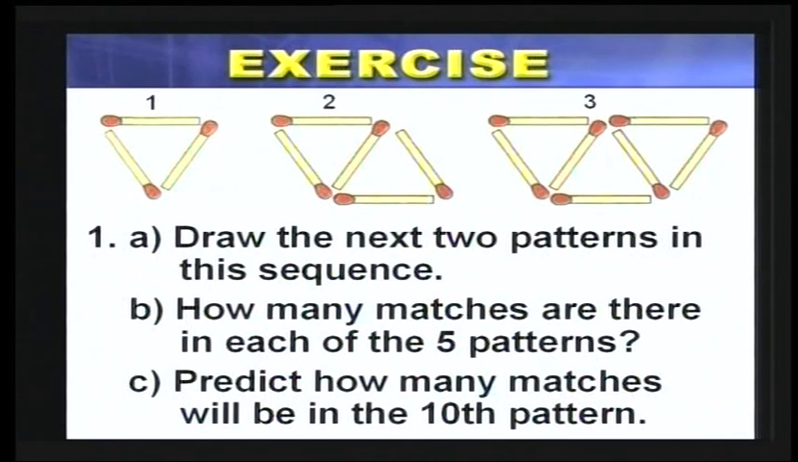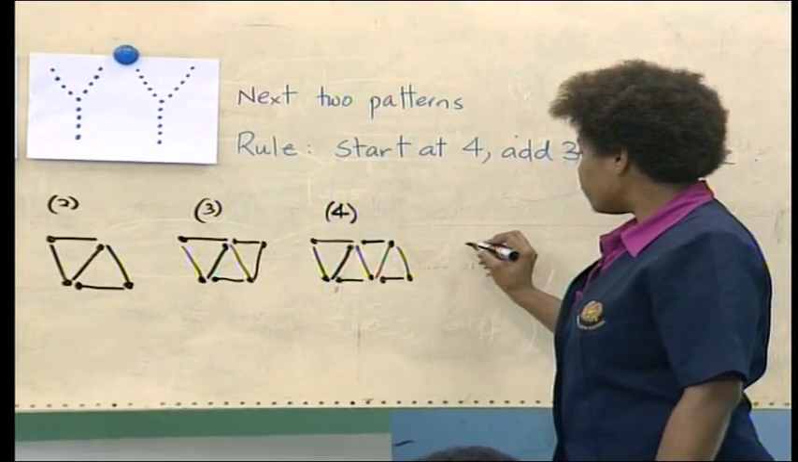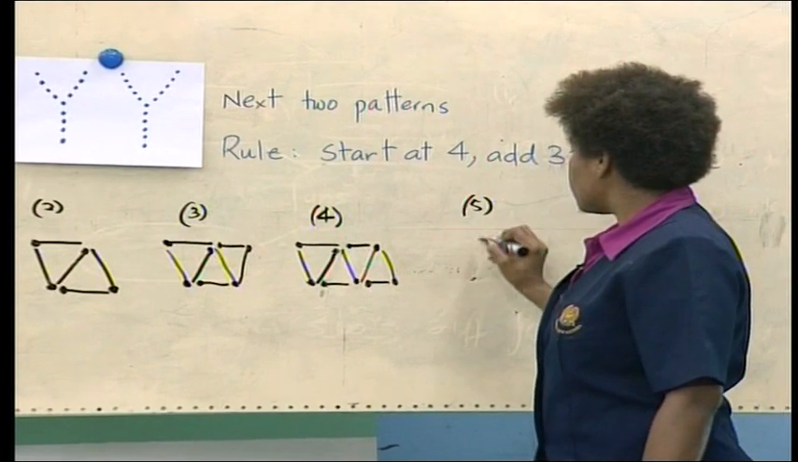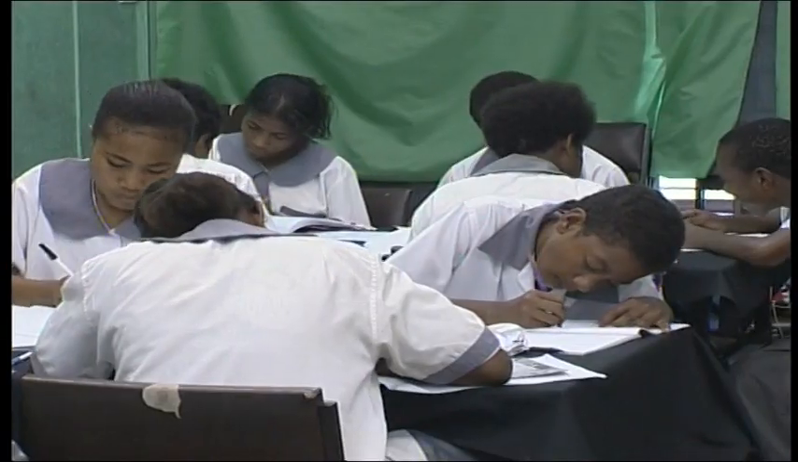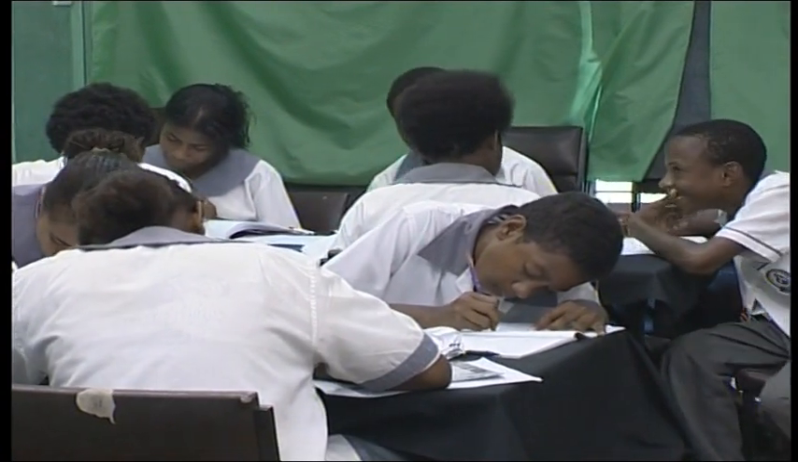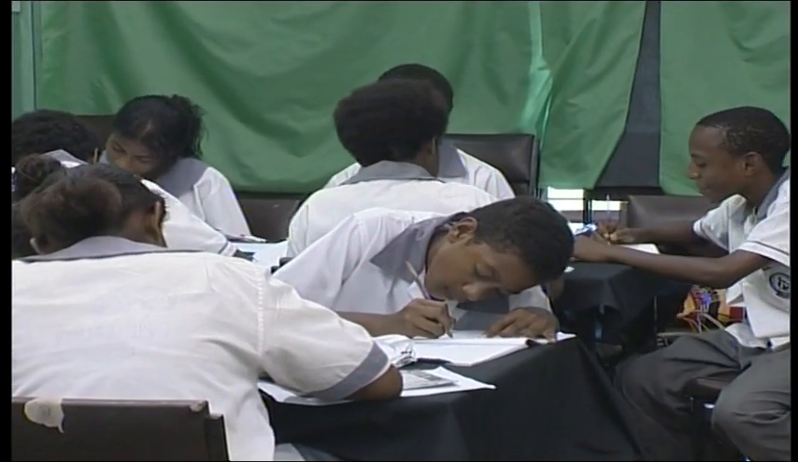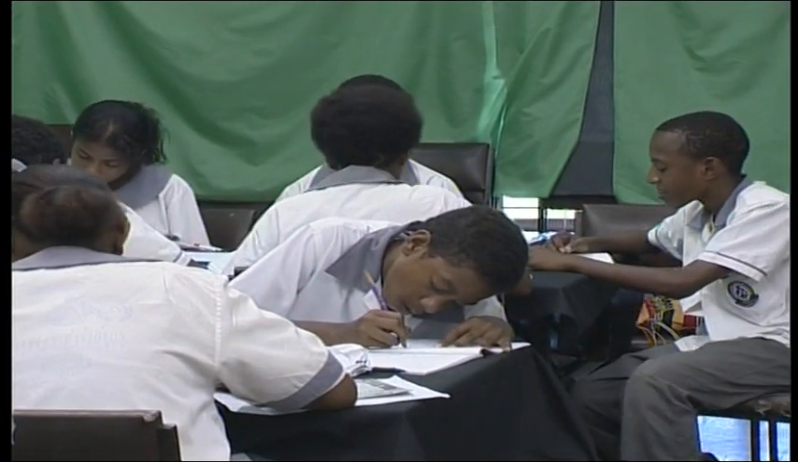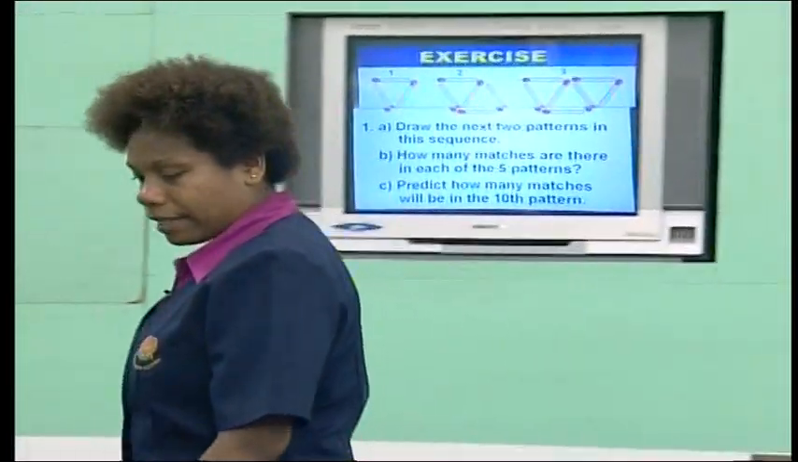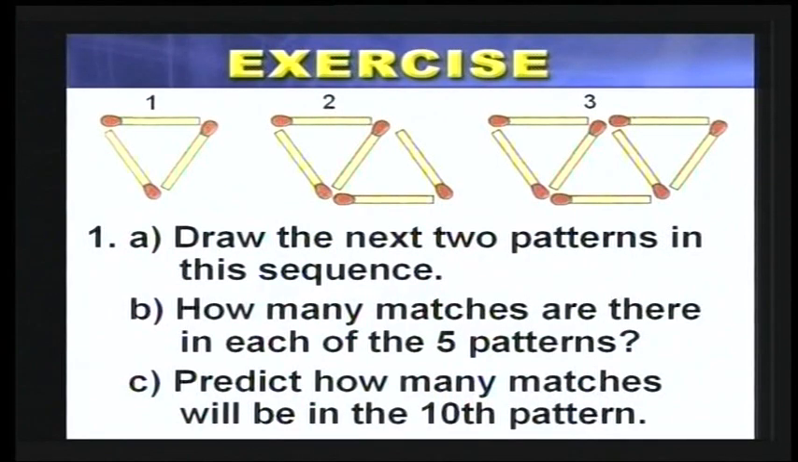Okay, 7Os and receiving students, we should have finished by now. All right, 7Os and receiving students, we're going to correct our exercise now. All right. Number one, A, you are to draw the next two patterns in the sequence, okay?